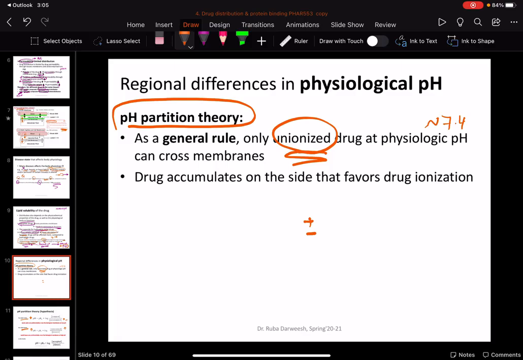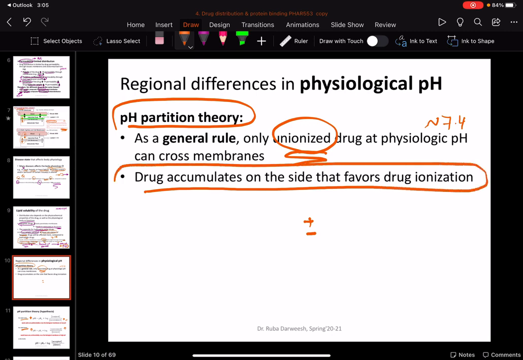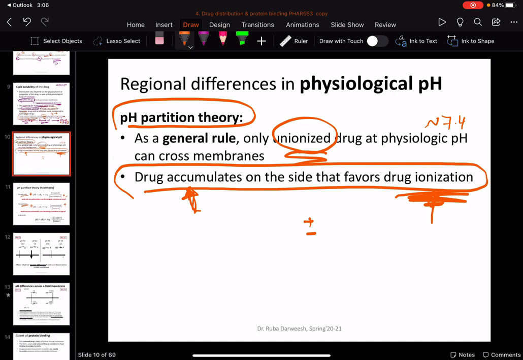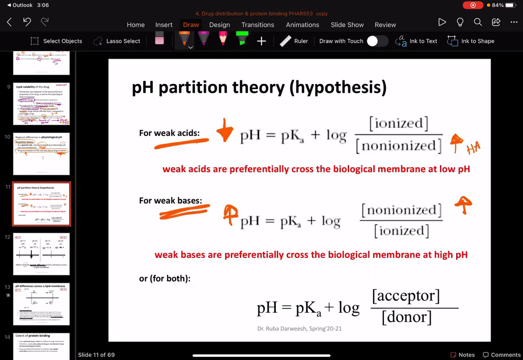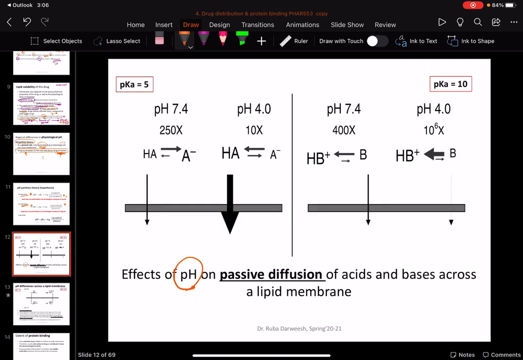Okay, there is a directional diffusion of the drug that is related to the pH differences at both sides of the membrane, which causes an accumulation of the drug at the side that favors the drug ionization. We will talk about this in a minute, but for the effect of pH on passive diffusion, as I just mentioned, it would be for acids preferred at lower pH, and for bases preferred at higher pH.